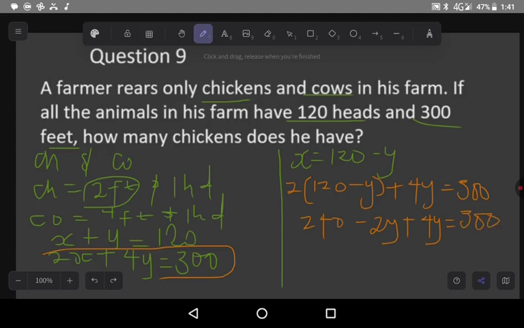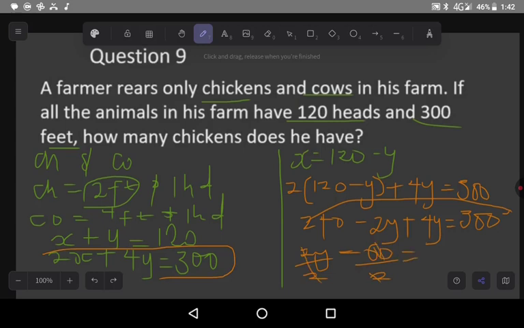Right? So if I collect like terms, I'm going to have minus 2y plus 4y, which is 2y on one side. I'm going to move 240 to 300 and do subtraction. 300 minus 240 will give me 60. Right? If I divide both sides by 2, it's going to give me 30.